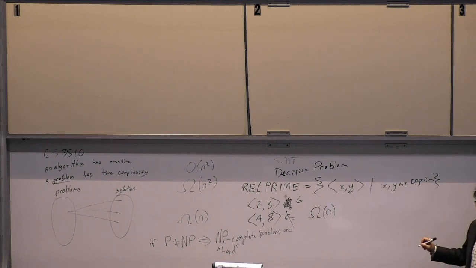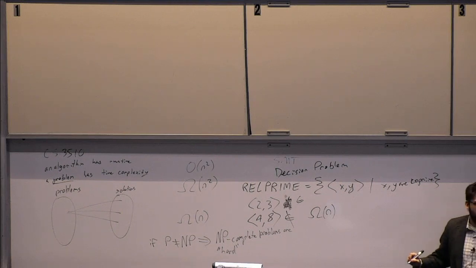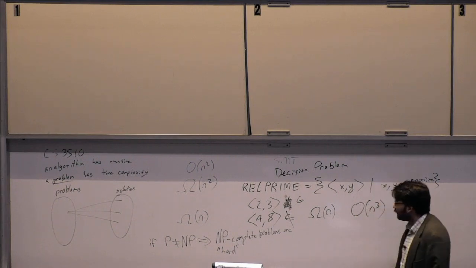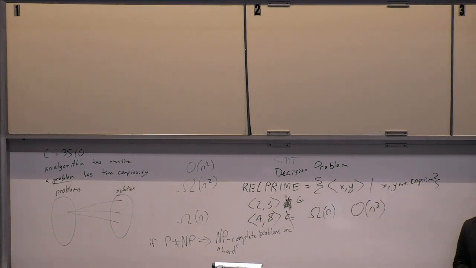Was there another answer? Do we have an upper bound? I think it was like n cubed, but I could believe it could be sped up to n squared. So I'm just going to write n cubed. So we don't have a matching upper and lower bound for this problem. At least we don't. Maybe someone else does.